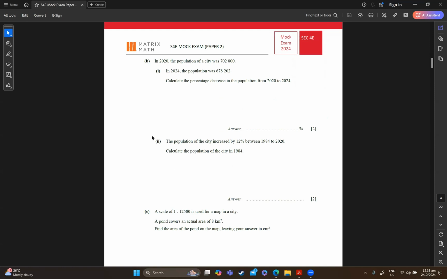Part 2. So calculate the population density in 1984, given that there's a 12% increase from 1984 till 2020, which means this number here is 112%. So just take 702,800, the denominator, put the percentage associated with this number here, so it's 112, multiplied with the percentage that you're trying to find. This is 100%. You'll get 627,500.